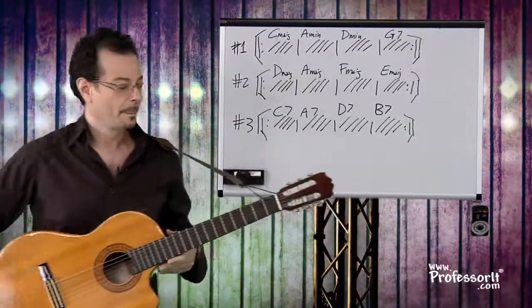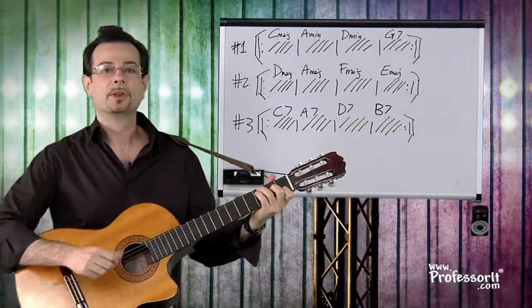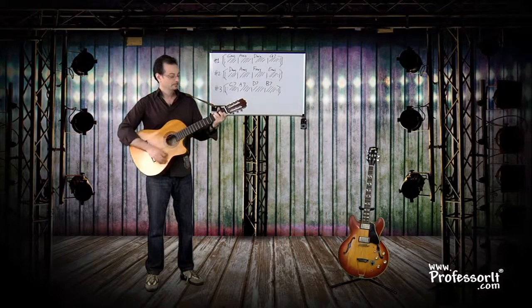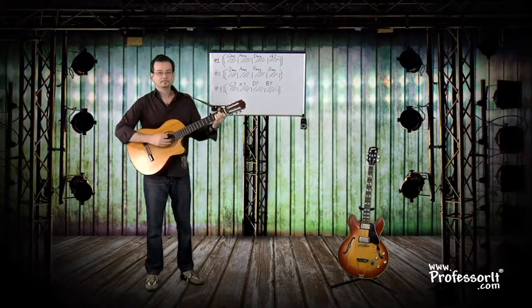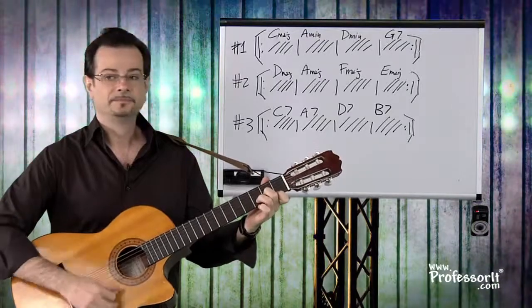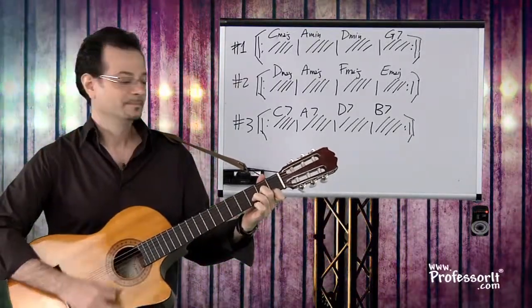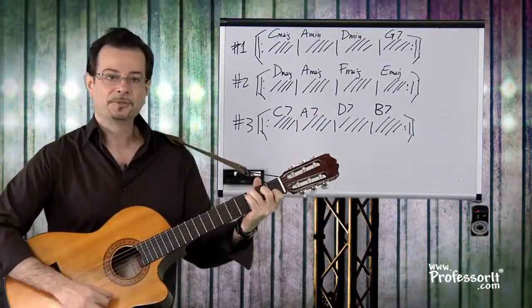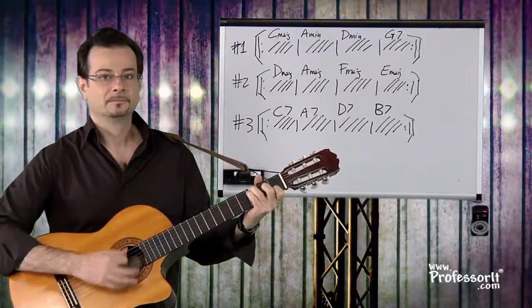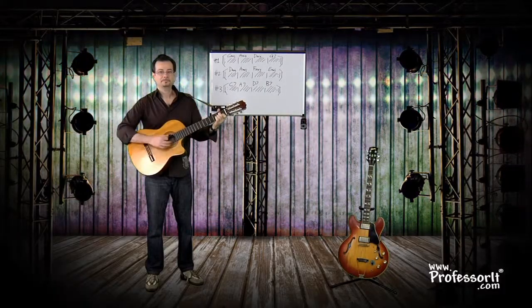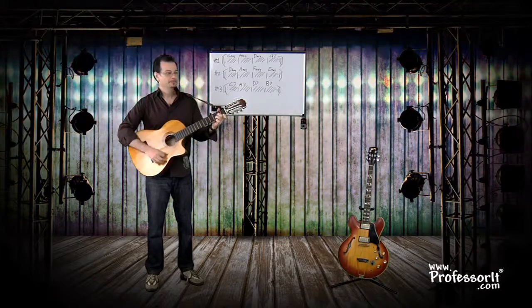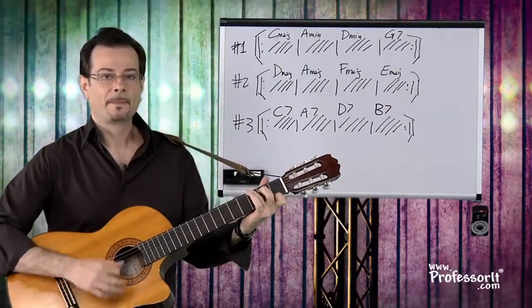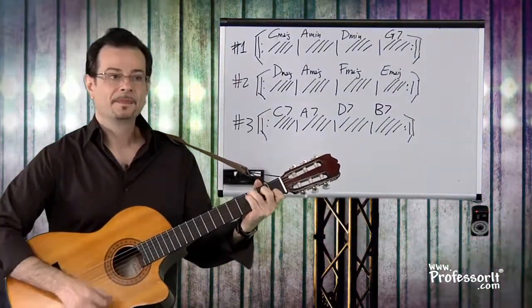And here we go. And 1, 2, 3, and 4, and C major, A minor, D minor, G7. One more time, C major, A minor, D minor, G7. Back to C and stop.